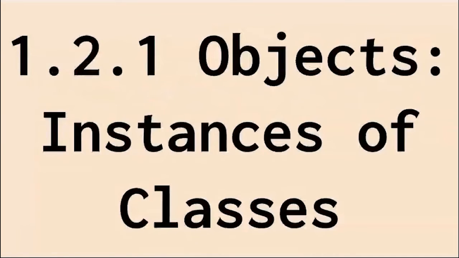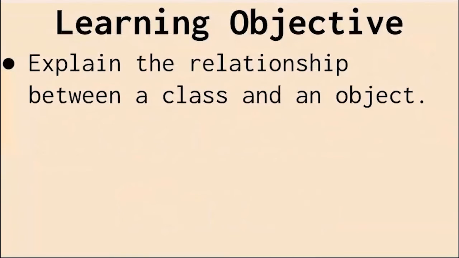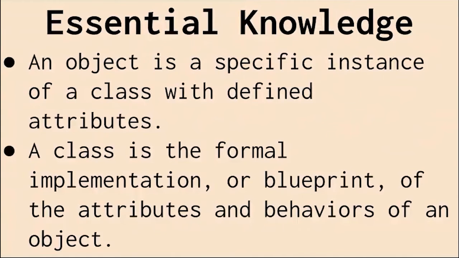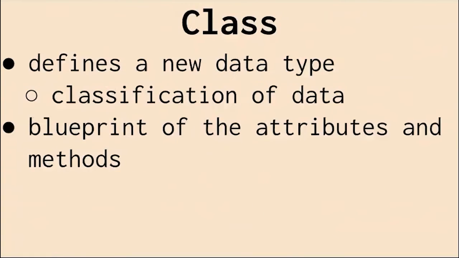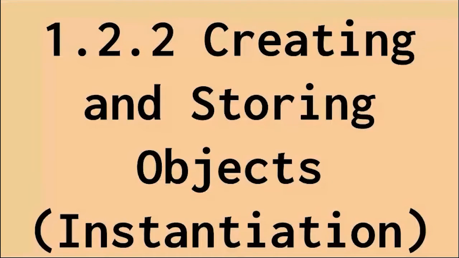Okay, so 1.2.1 was explaining the relationship between a class and an object. You should all be able to do that now. Classes are basically factories that create objects. Here's all the stuff that you have to know from 1.2.1. An object is a specific instance of a class. A class is a formal implementation or blueprint of the attributes and behaviors of an object. So the class basically controls what that object can do and information about that object. I'm going to skip over all these.